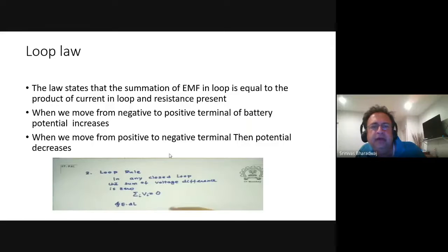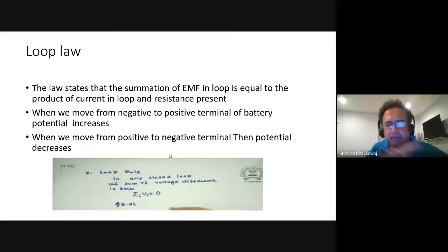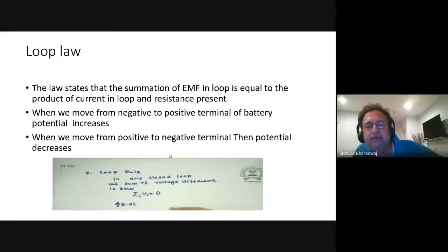So when you go from the negative to the positive terminal of a battery, the potential increases. The negative terminal is shown with a small line, the positive terminal with a big line. So when you cross that, it becomes plus, right? And the voltage drop across a resistance is I times the value of that resistance. So when you go one whole loop, sigma Vi will equal 0. That is called the loop rule. In any closed loop, the sum of the voltage differences is 0. That is the loop law, right?